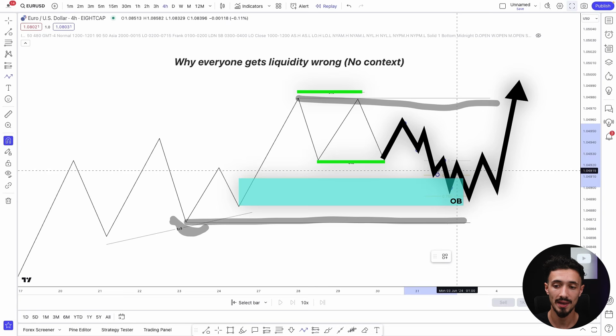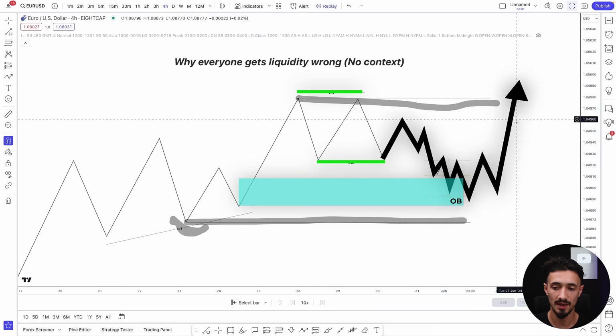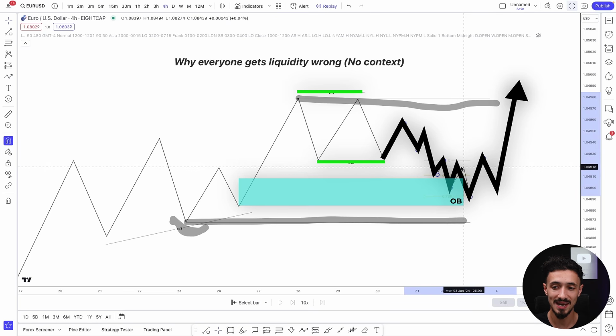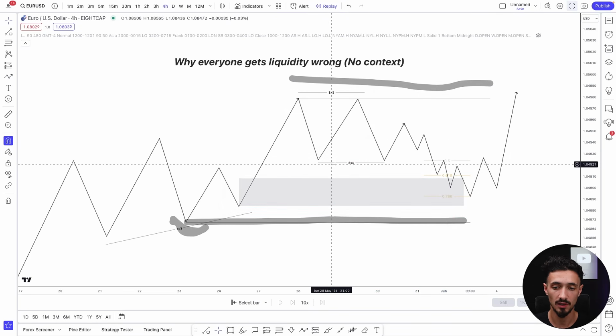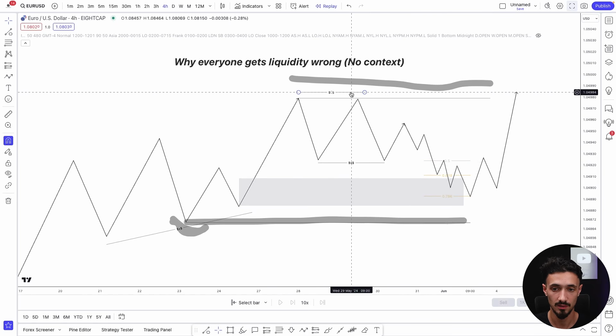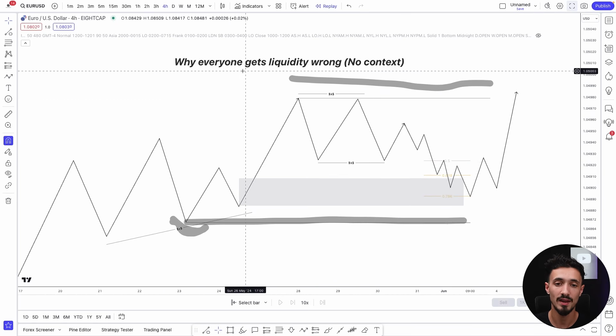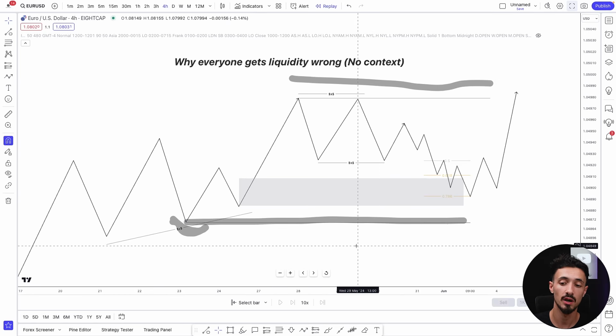Then I want to get my entry model, right? Which is my lower time frame confirmation. And then I want to buy using that. And again, what is it? It's the exact same model that we just looked at, right? We're waiting for the liquidity to be taken, and then we're waiting for the liquidity to be targeted. So that is why everyone gets liquidity wrong, because they lack context. And hopefully that gives you an understanding of how to incorporate context into your trading.